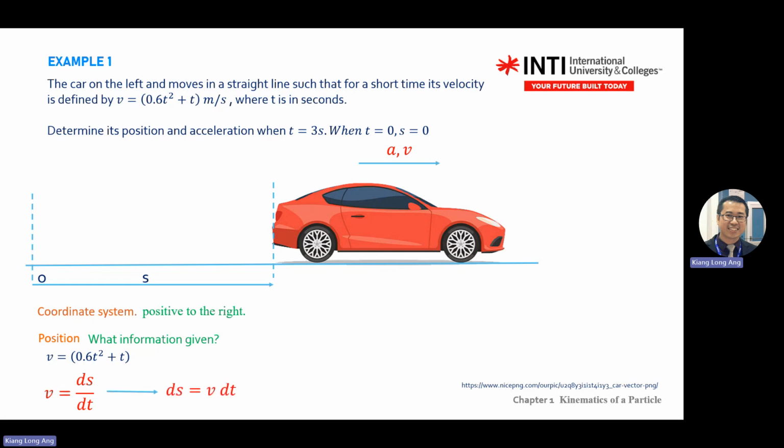So you integrate ds equal to v dt from the velocity definition. Then you do your calculation. Again, this is a dynamics class. It's not statics, so your velocity is not a constant value. Especially for this example 1, your velocity is in what form?